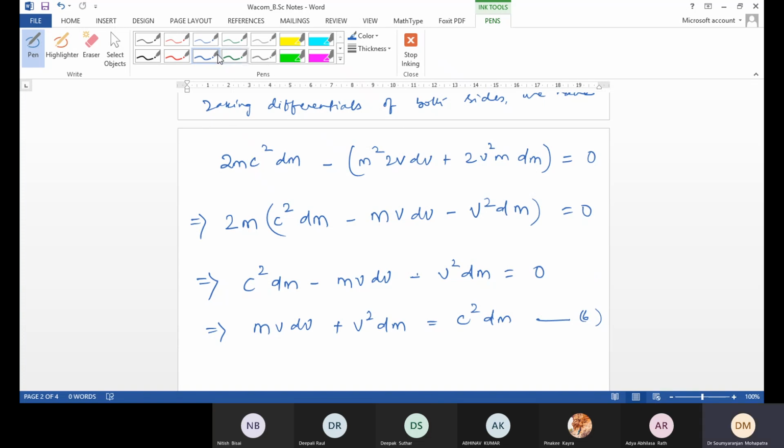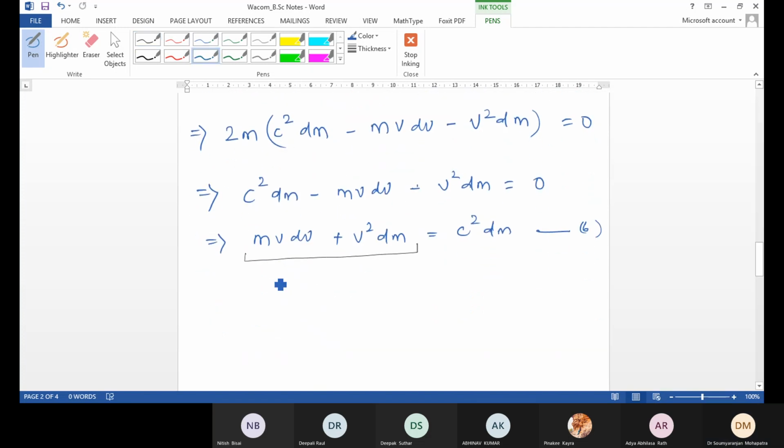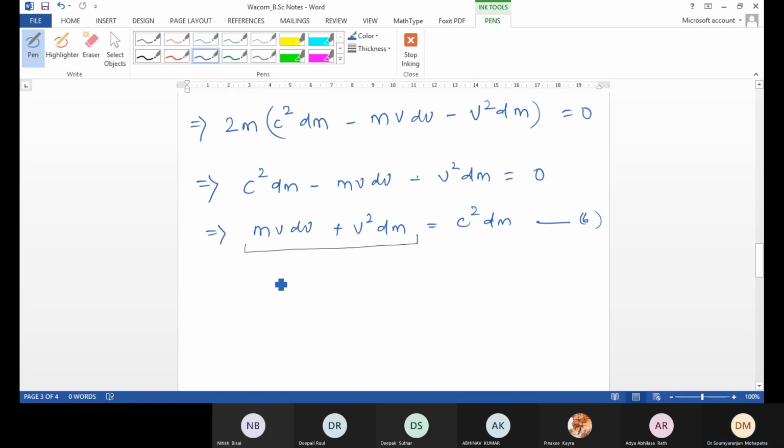And try to relate this factor with your kinetic energy expression of equation 5. Inside the integration, we have mv dv plus v square dm. So in that place, I will write c square dm. Okay, so as a result, shall I continue? Yes, sir.